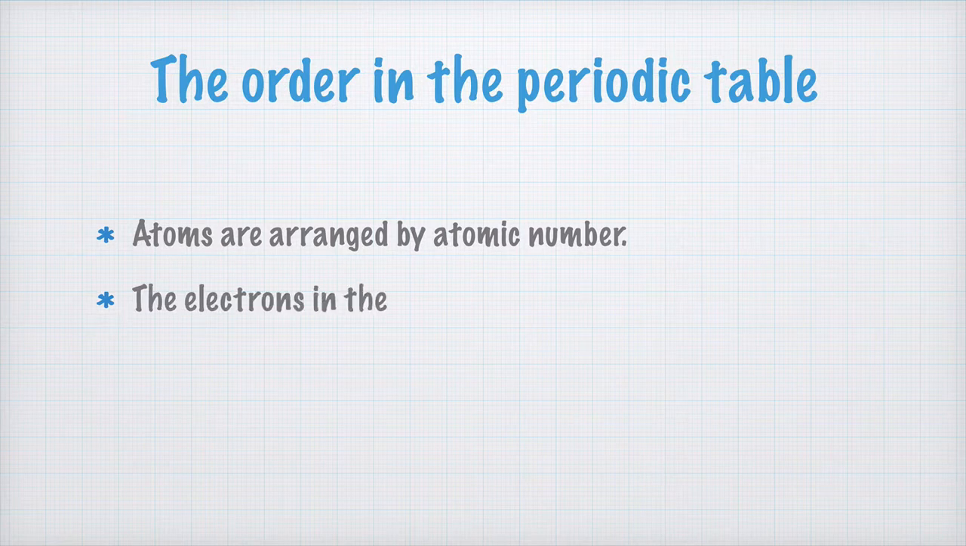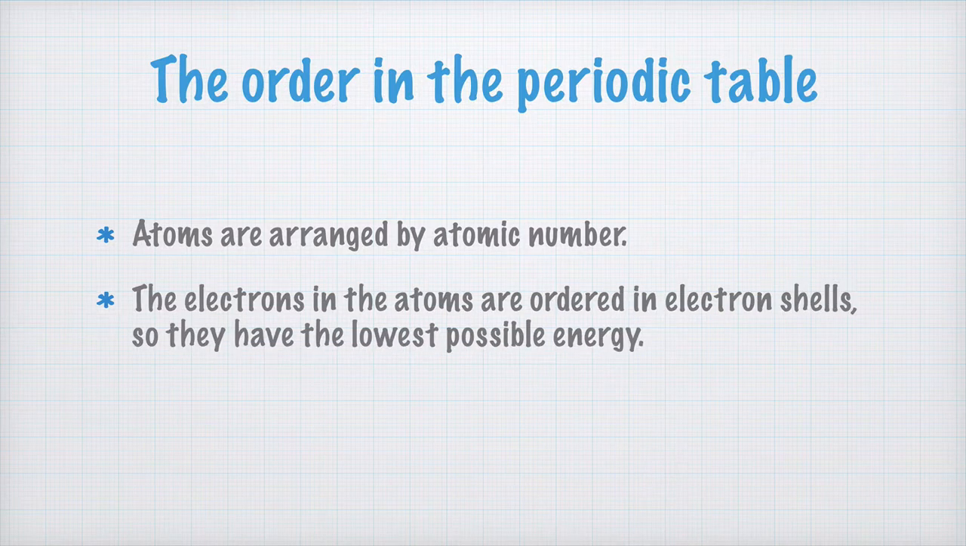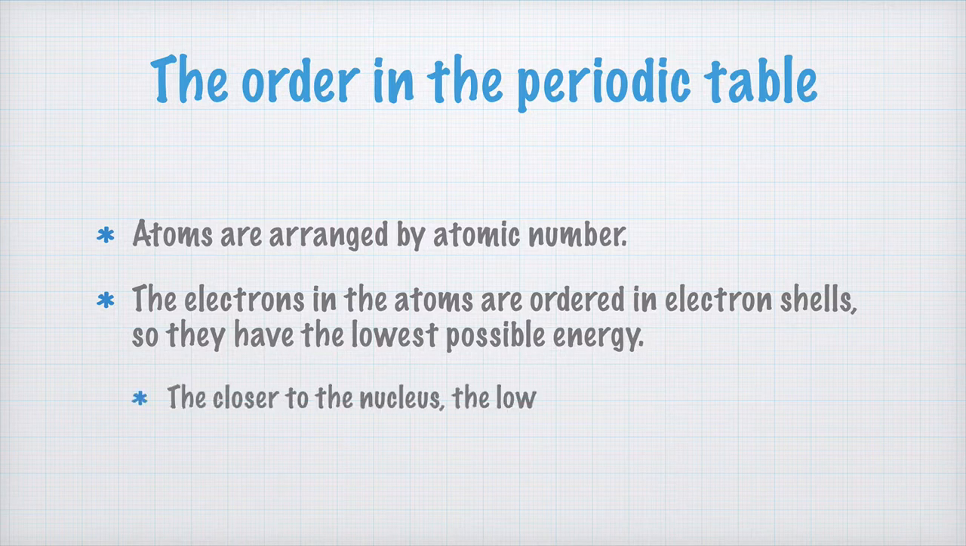The electrons in the atom are then arranged in electron shells so that they get as low energy as possible. This means that they are placed as close to the nucleus as possible, because the closer they are to the nucleus, the lower the energy they have.